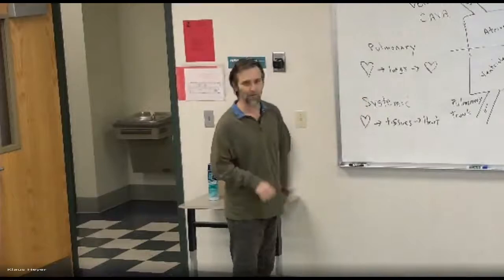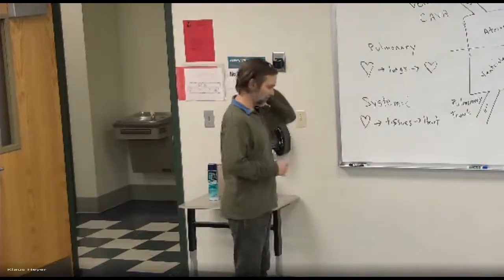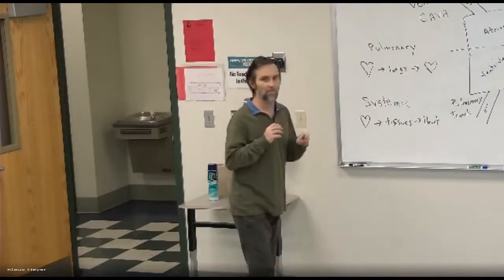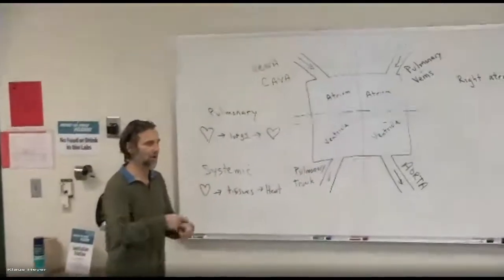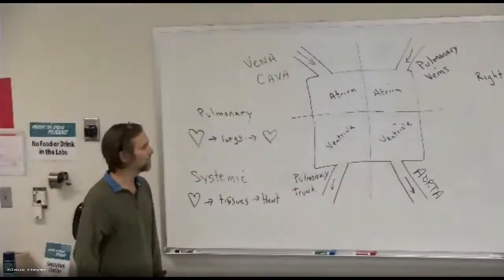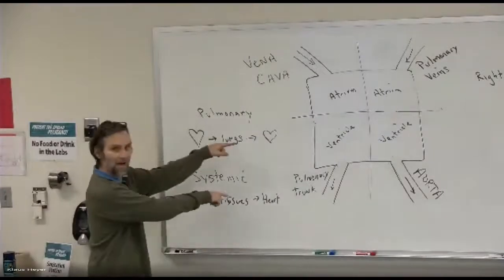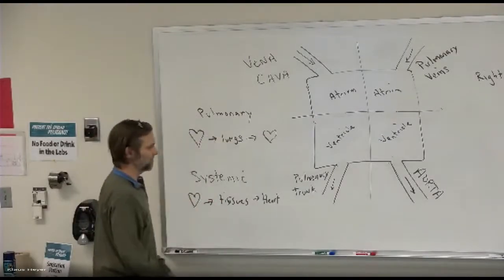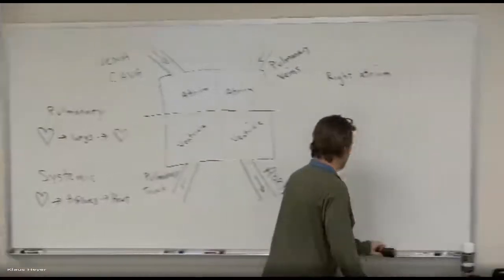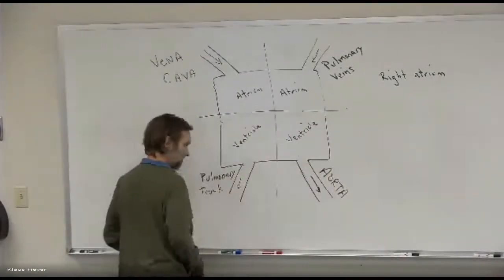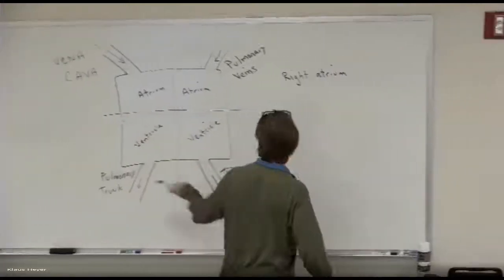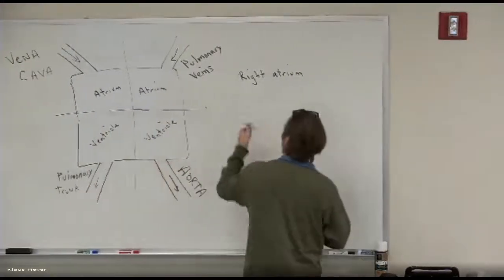Right now, I'm just going to cover both. We're going to follow a blood cell from the right atrium, and we're going to keep following it until it gets back to the right atrium. But this is all happening at the same time. All right, so right atrium, then if you look up here, you have to go through a valve.